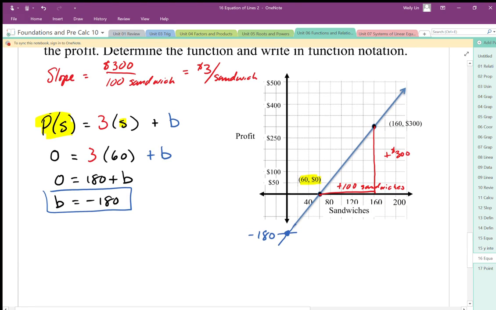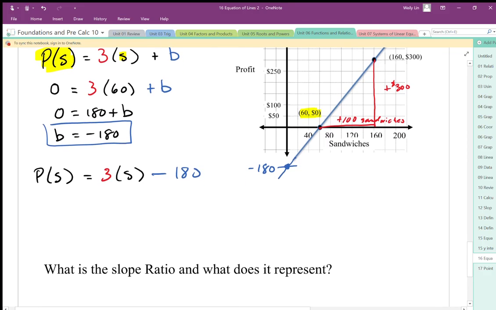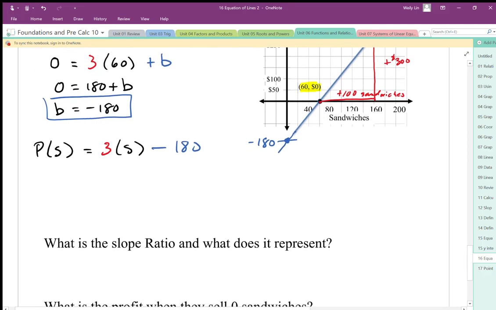And my function then is going to look like this. My profit as a function of sandwiches is equal to $3 per sandwich times the number of sandwiches, and then we're going to start off with $180 loss. Okay, so there's my function relationship. What's the slope ratio? The slope ratio is going to be 3, okay, or 3 to 1, and the slope ratio represents $3 per sandwich.